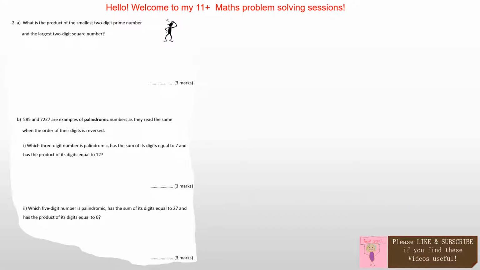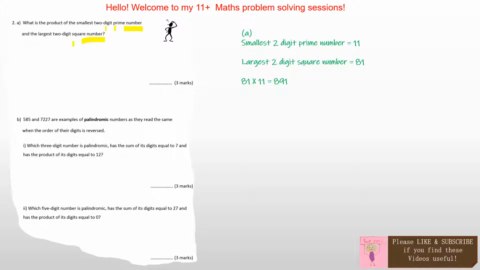Next question is, what is the product of the smallest 2-digit prime number and the largest 2-digit square number? Now how do we do this?